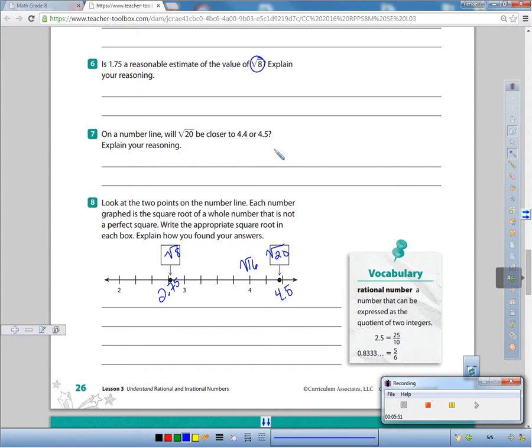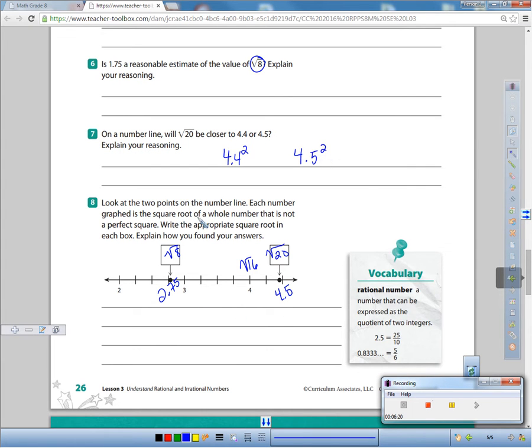So we would say that it's closer to 4.5, and you could show this by going 4.4 squared and then do 4.5 squared, and you would see which one it was closer to by doing that.